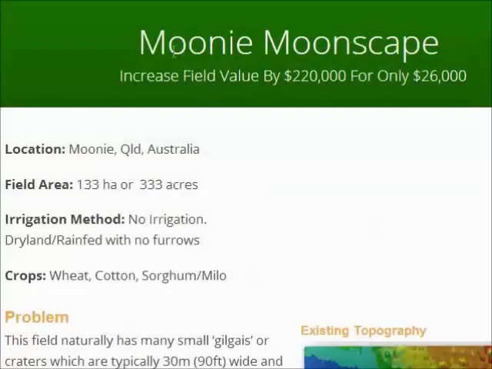Okay, so the case that I'm going to take you through for a four-way design is called Mooney Moonscapes. It's located in Mooney, Queensland, Australia. It is 133 hectares or 333 acres. No irrigation occurs on this field. It's all dry land, rain-fed, with no furrows. Crops are generally wheat, cotton and sorghum.